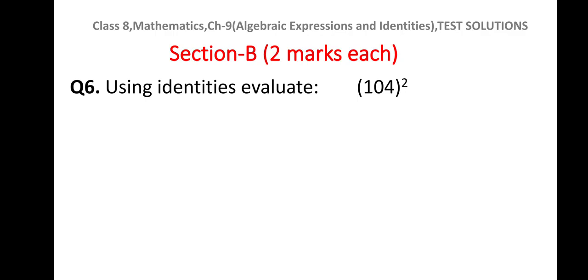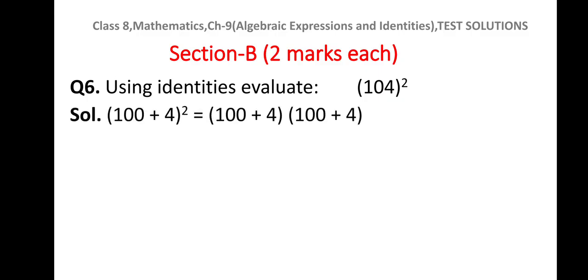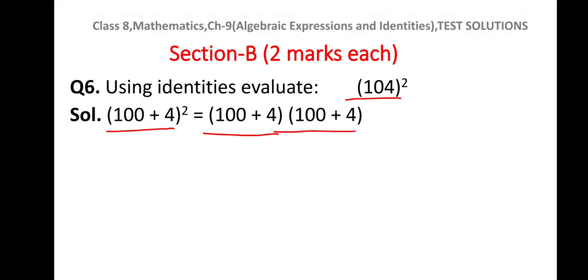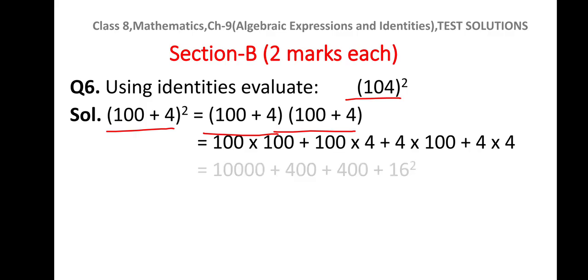We have learned 4 identities. So accordingly, you need to find out which identity is to be used and solve it. So first of all, what do I need to do? I need to write 104 as 100 plus 4 square. As it is square written over there, it will be 100 plus 4 into 100 plus 4. So these are the steps basically, and we have to use basically the identities.